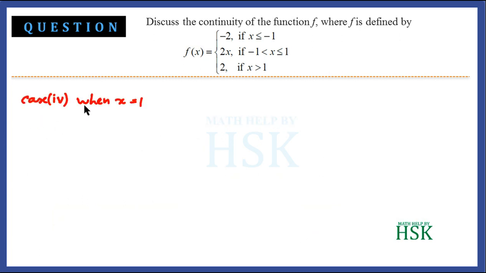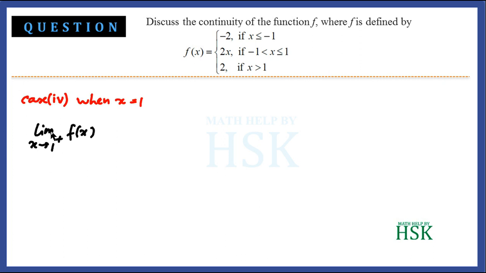Now in the fourth case, when x is equal to 1, here also at this point x is equal to 1, the function changes its value. So we are going to check the continuity of this function by taking the left hand limit, right hand limit, and the value of the function at x is equal to 1.